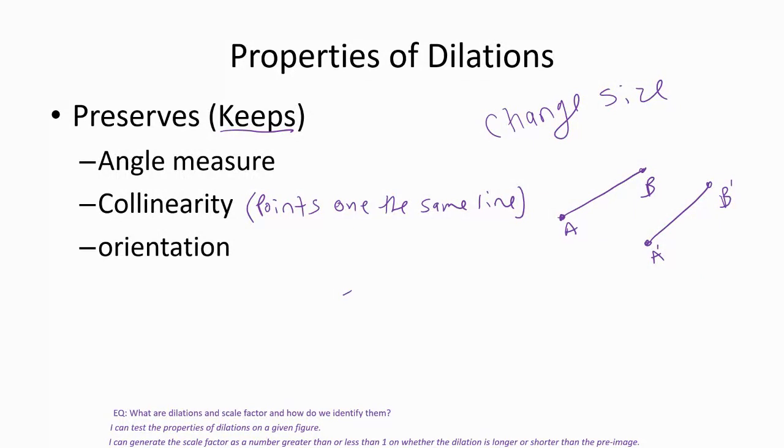And then orientation is basically that it's going the same direction. So we're talking about direction. The shape better not be a reflection where it's mirrored over something. It should be the exact same direction. All right, so this will make more sense when we do an example.